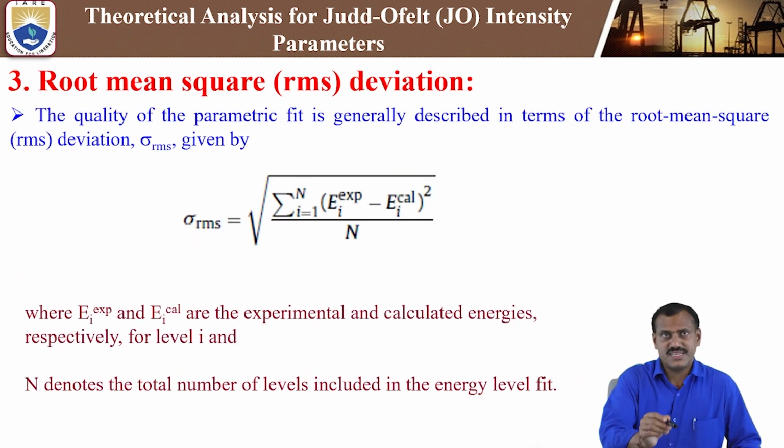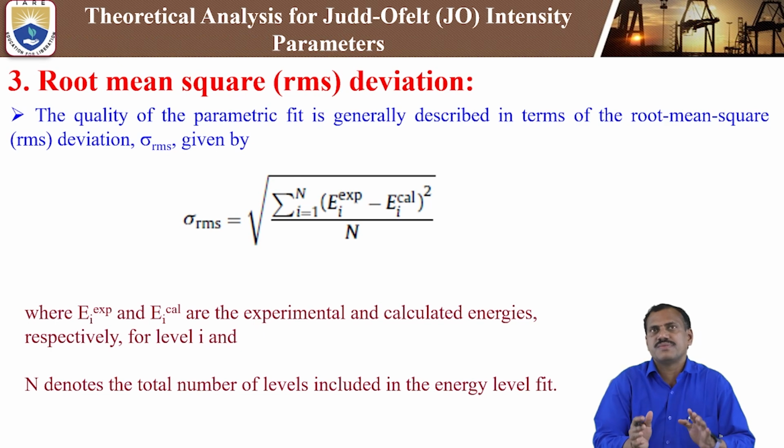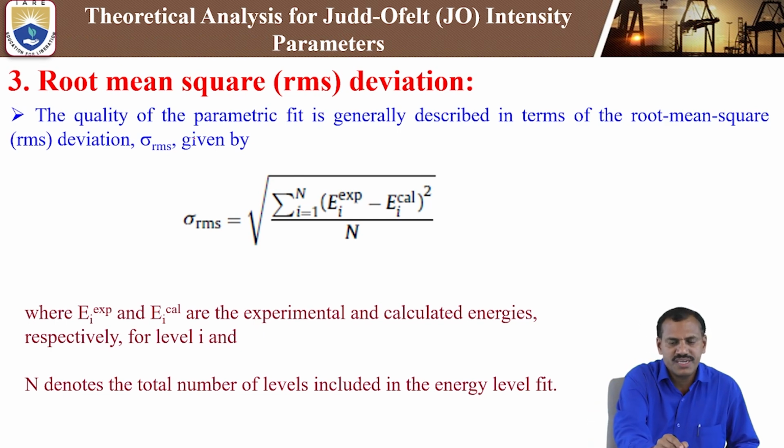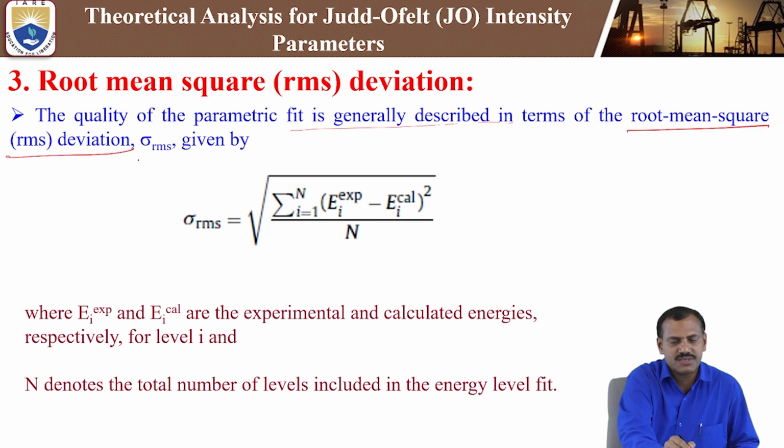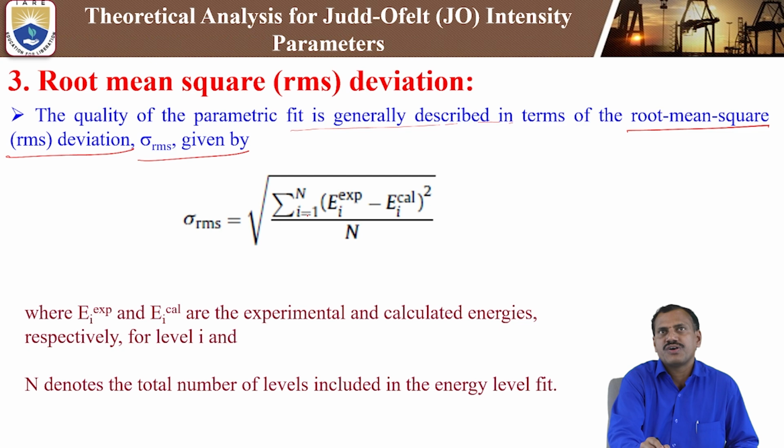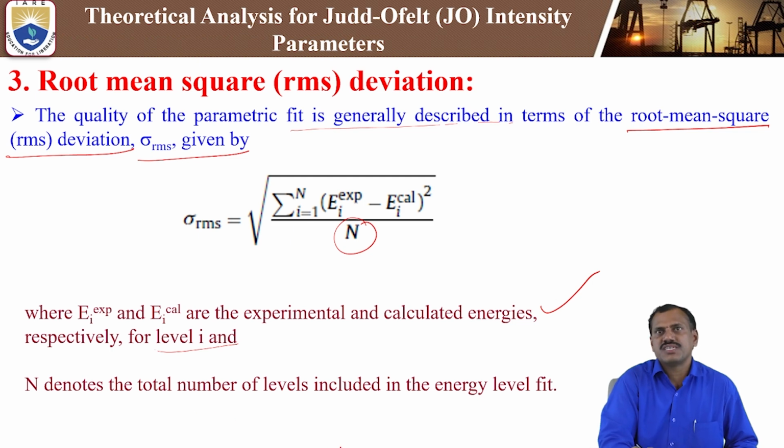Next, we need to calculate the sigma RMS, that is the root mean square value. Root mean square is the deviation, how much difference there is between the F calculated and F experimental values. The quality of the parameter fit is generally described in terms of the root mean square deviation, sigma RMS, given by the formula: summation i from 1 to n of (E_i experimental minus E_i calculated) whole square, divided by n. Here E_i experimental and E_i calculated are the experimental and calculated energy levels respectively for the level i, and n denotes the total number of levels included in the energy level fit.